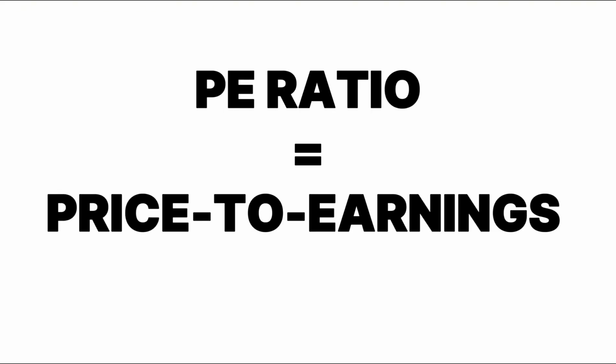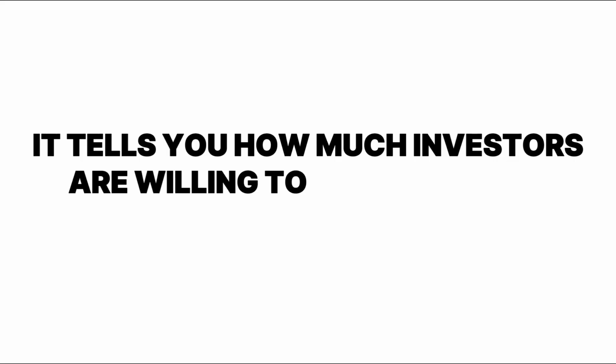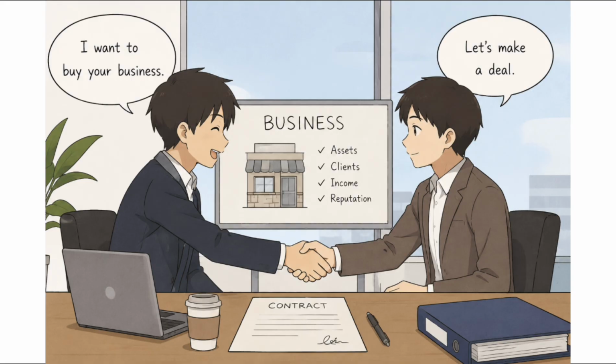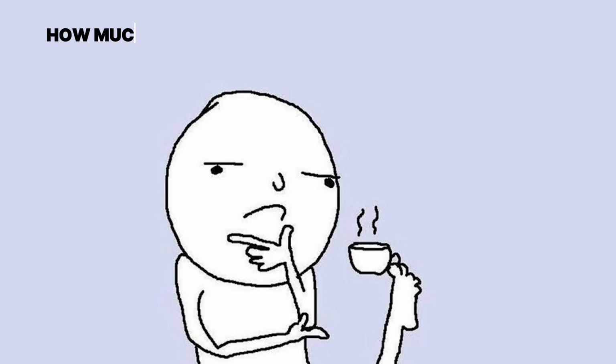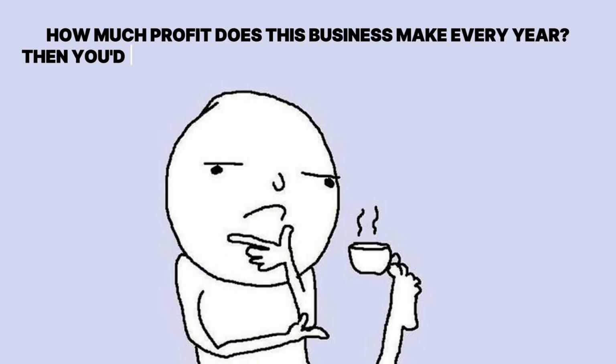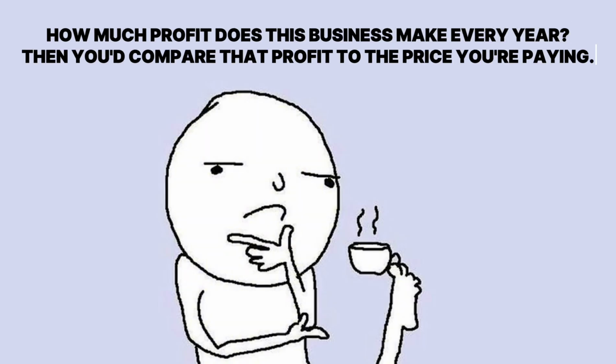PE stands for price-to-earnings ratio. Simply put, it tells you how much investors are willing to pay for every dollar a company earns. Think of it like buying a business. Before buying any business, one of the first questions you'd ask is, how much profit does this business make every year? Then you'd compare that profit to the price you're paying.